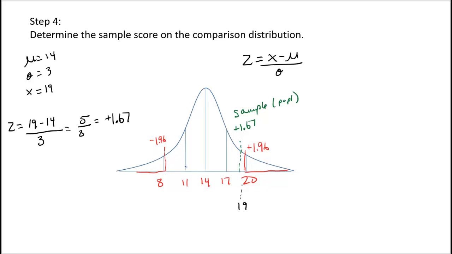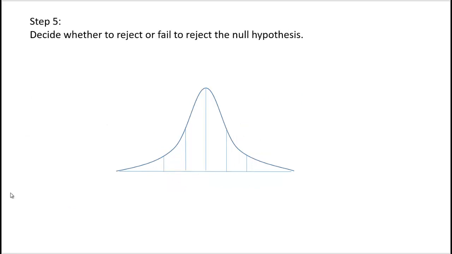So we can already see that we're going to fail to reject the null hypothesis. We're going to agree that our result is what we would expect compared to our comparison distribution. But we're still going to go through step 5 to confirm it. In step 5, we bring forward our null hypothesis, and our null hypothesis was that population 1 will have a score that is similar to population 2.